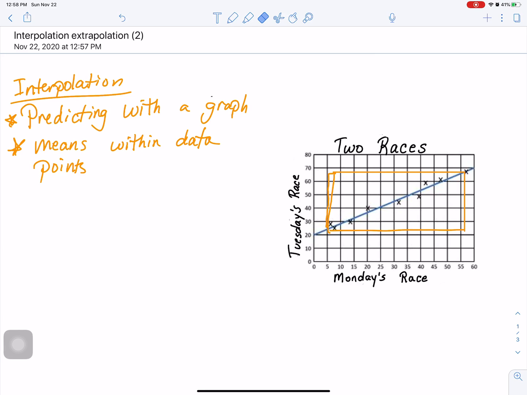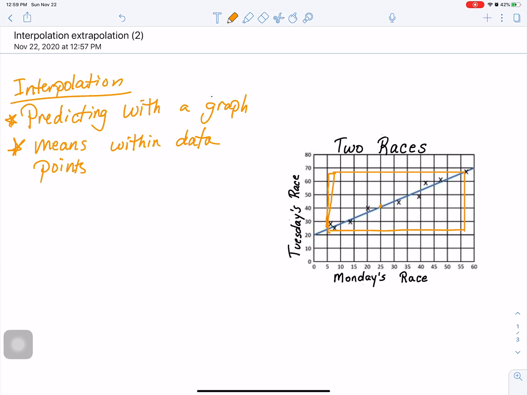And then, for example, I can ask a question such as, if I got 25, I think these are seconds, on Monday's race, what would I predict to get on Tuesday's race? Because when I go there, whatever I get, it's going to be within this box. It's within my data points. I have data points surrounding it. It tends to be more accurate, whatever our predictions are in there.